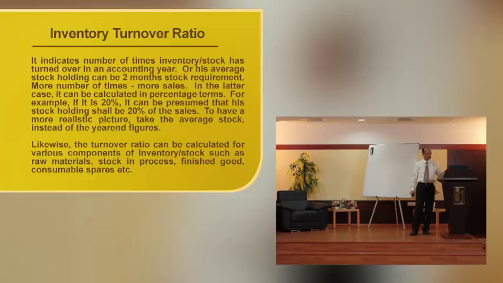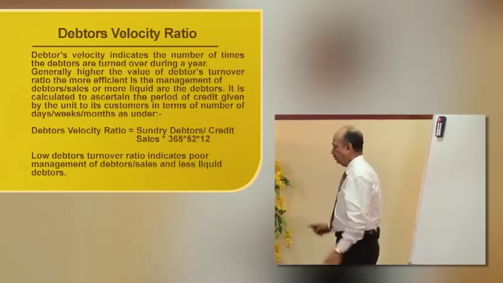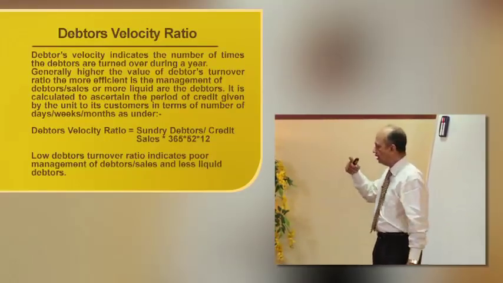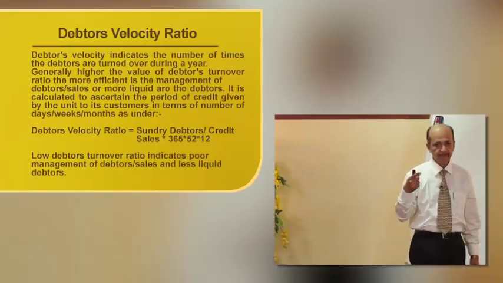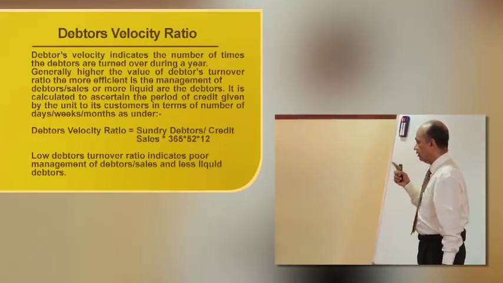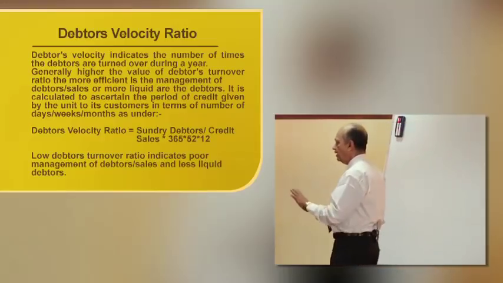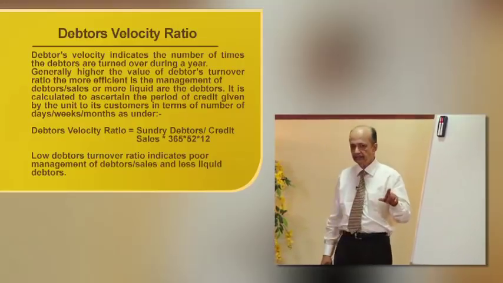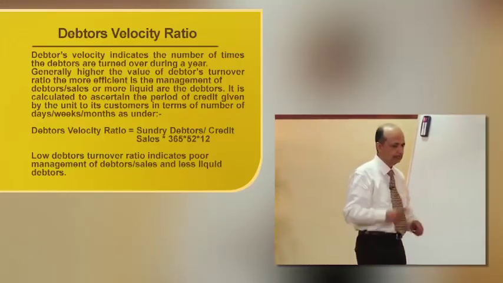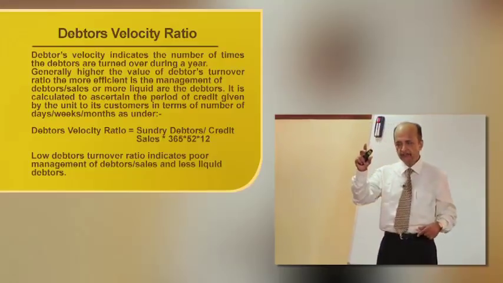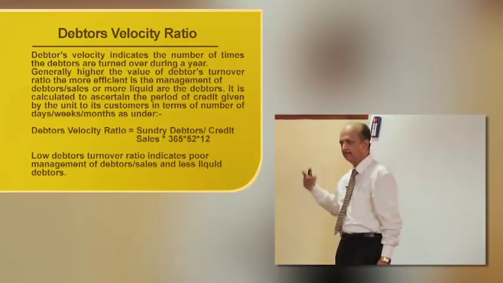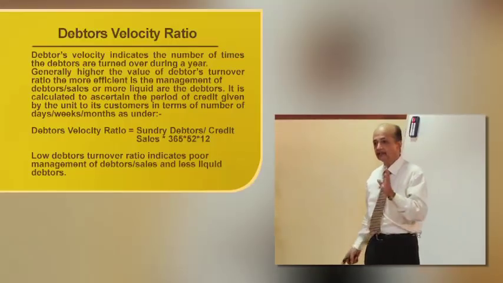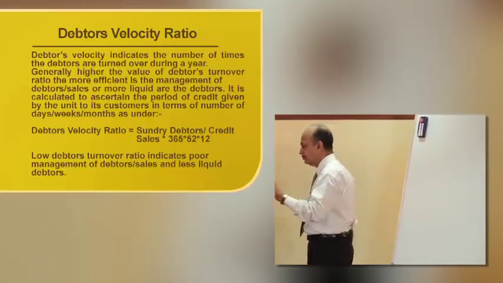Now the second one is the debtors velocity ratio. It indicates the number of times the debtors are turned over, or rolled over, during a year. Generally, the higher the value of the debtors turnover ratio, the more efficient the management of receivables is. If the number of times it is turned over is higher, that indicates that the management of receivables is efficient.